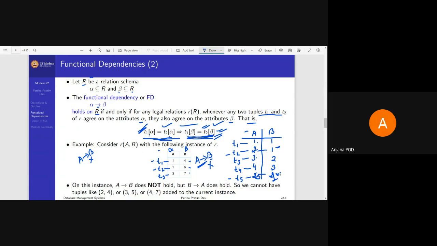Ma'am, I got confused. You are saying when nothing is matching, then also we are calling A determines B. When one pair is matching, then also we are saying A determines B. Then what is the difference?